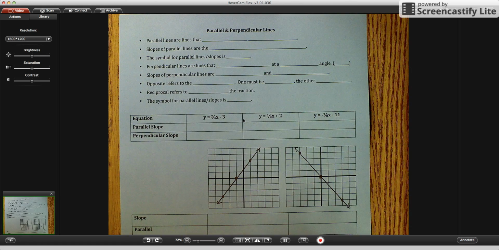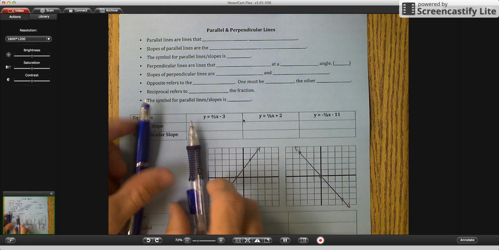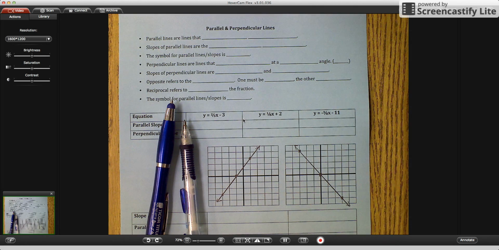Okay, today's lesson is on parallel and perpendicular lines. So let's get started. On this one, I'm going to just use a pencil and a pen, and you should be more than okay with that.